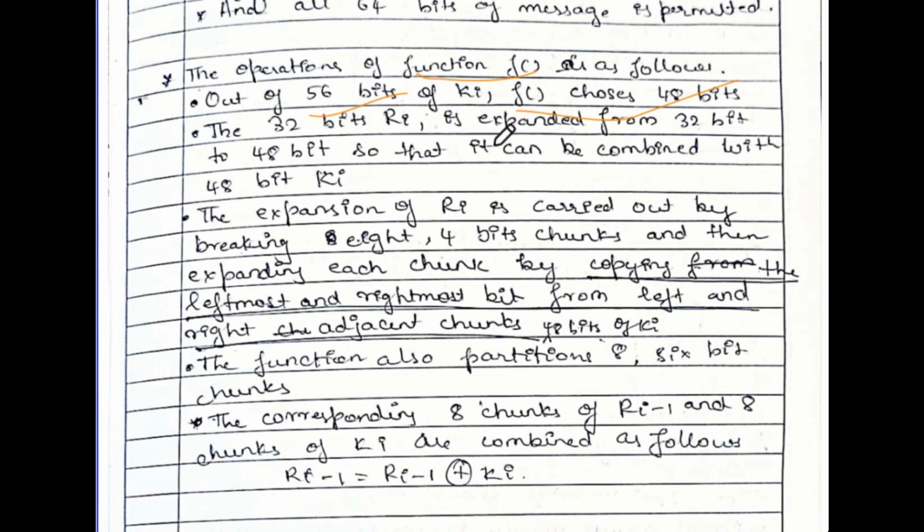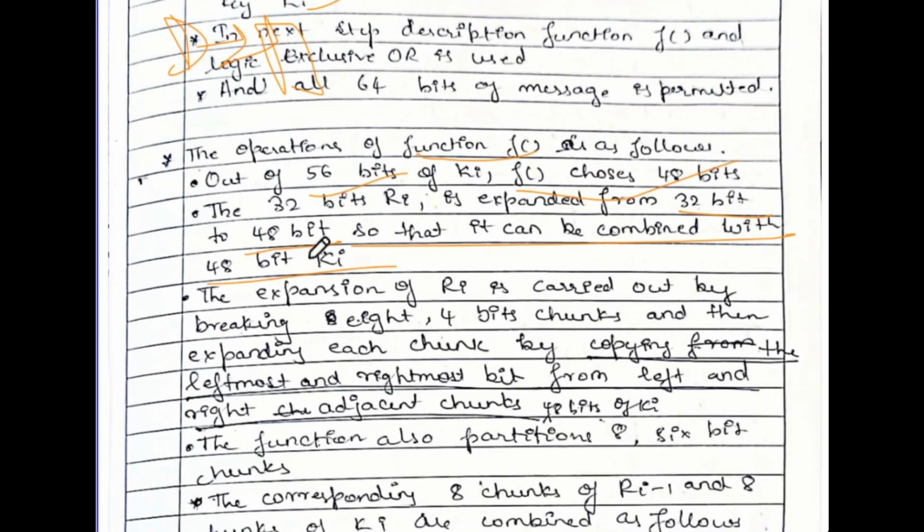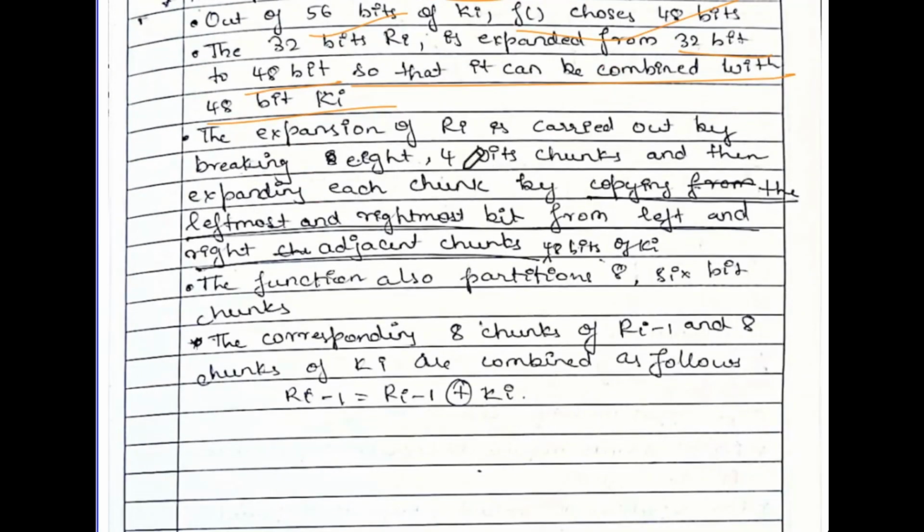Now the 32 bits of Ri are expanded to 48 bits so that they can be combined with the 48 bits of Ki. The expansion process happens like this.